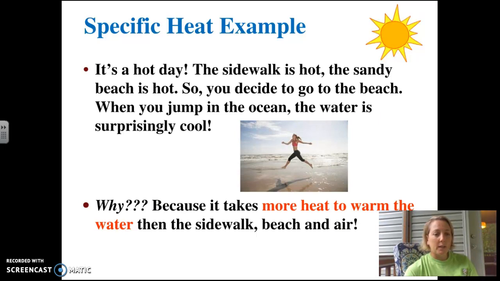It's a hot day. The sidewalk is hot. The sandy beach is hot, so you decide to go to the beach. When you jump in the ocean, the water is surprisingly cold. Why does that happen? It takes more energy and heat to raise the temperature of the ocean than it does to raise the temperature of the sidewalk or the sand, because the sidewalk and sand have a different specific heat.